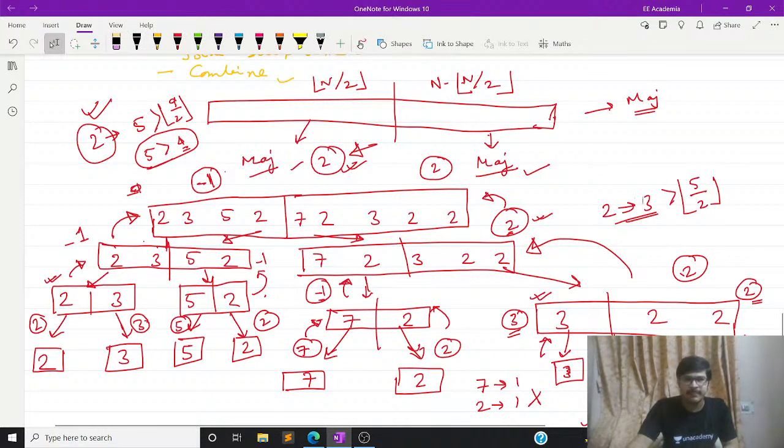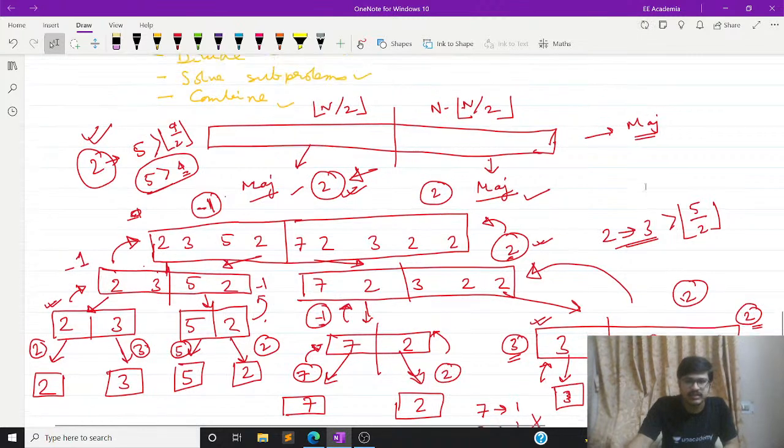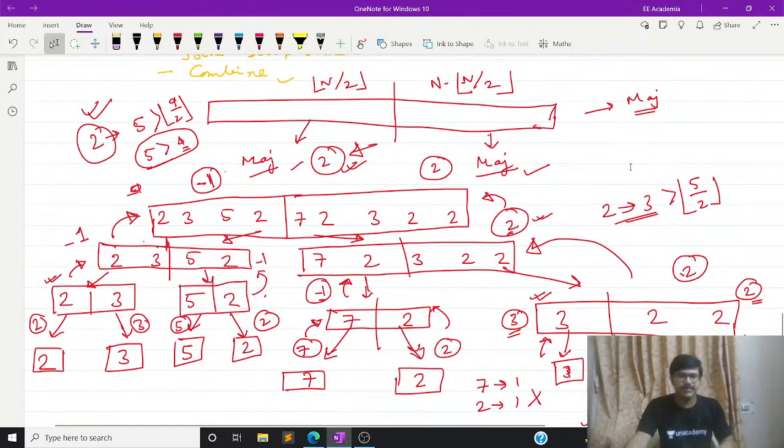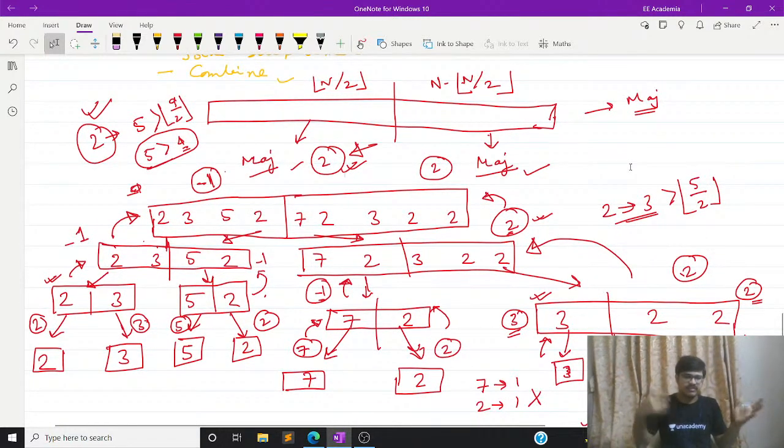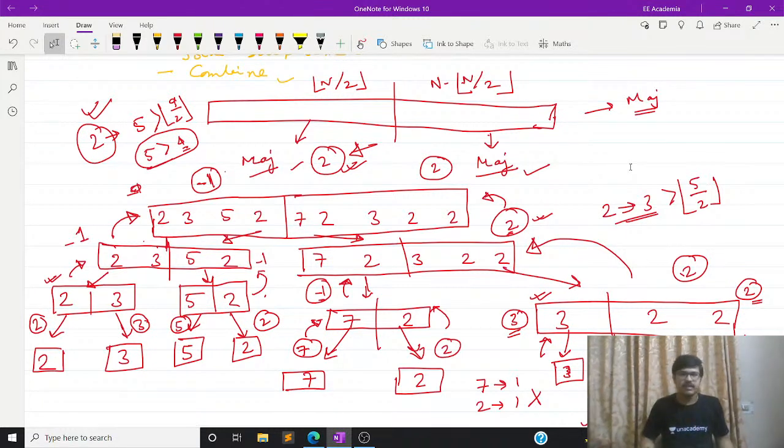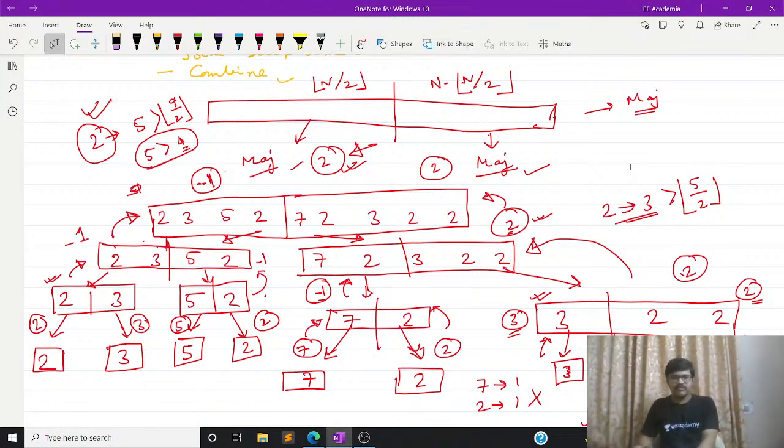So can you see how divide and conquer can solve this problem? Finding the majority element in the left half and right half recursively, and then combining the result can give you this solution.